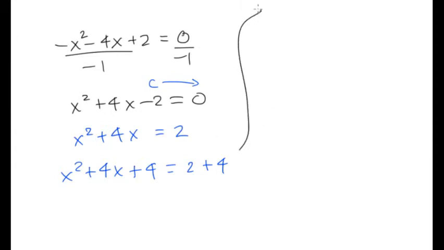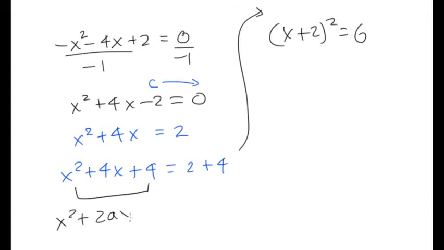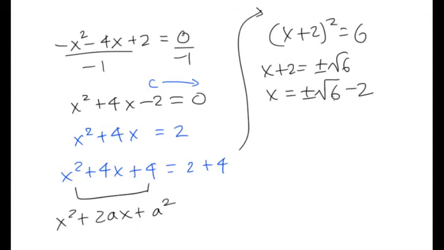So now this becomes x plus 2 squared is equal to 6, because this thing, if you look at the x squared plus 2ax plus a squared form, a, if you pattern match, is equal to 2. So now we take the square root of both sides, we get x plus 2 is equal to plus or minus rad 6, and now we get x is equal to plus or minus rad 6 minus 2. So we have two roots here. The first root is -2 plus rad 6, and the second root is -2 minus rad 6.